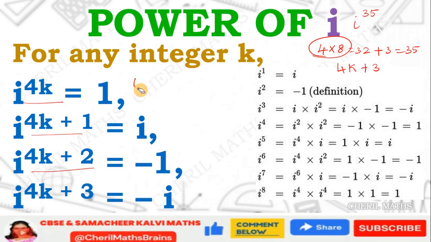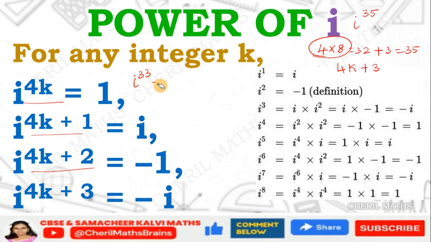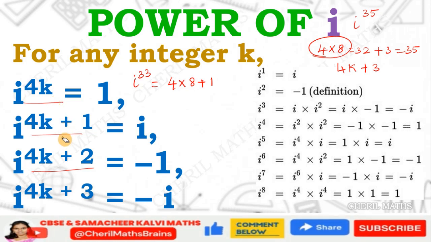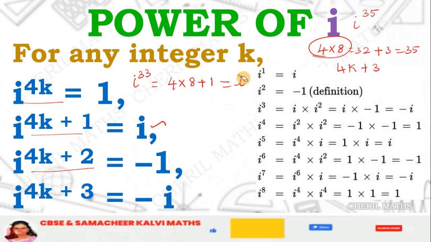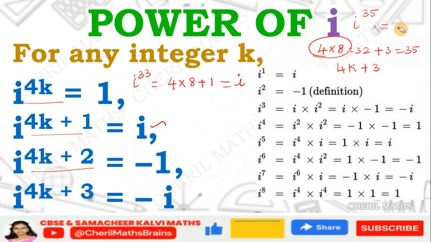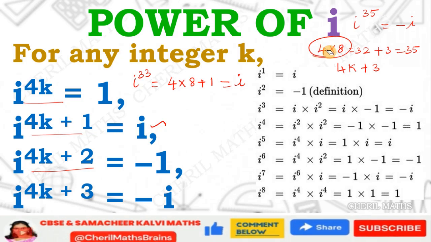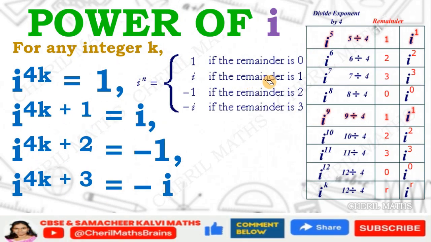If we need to find i power 33, we can convert it to 4 into 8 plus 1. So it is of the form 4k plus 1, and then it will be i. So i power 33 is i, and i power 35 is minus i. In this way we can find the different powers of i.